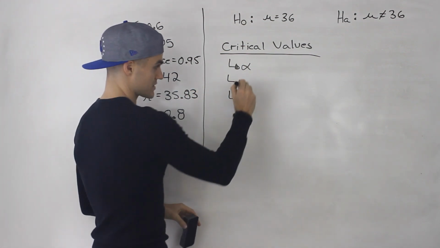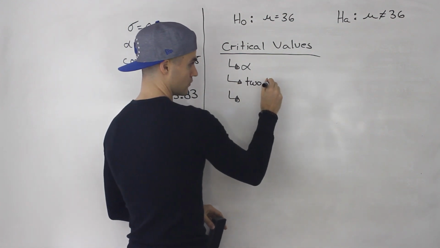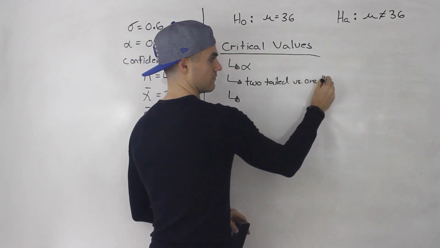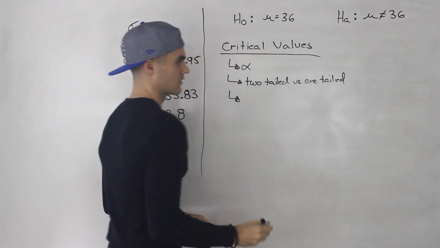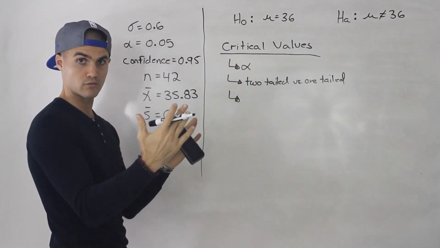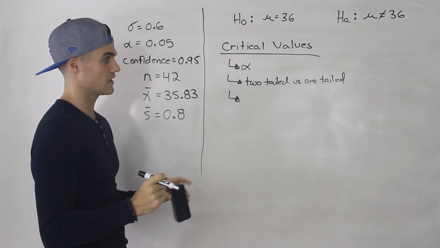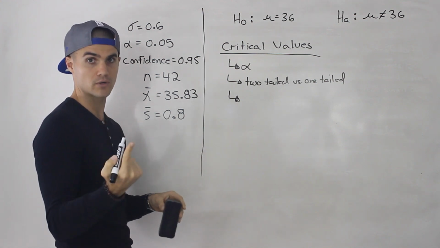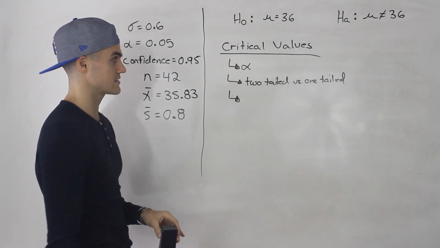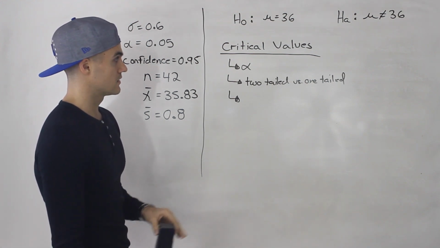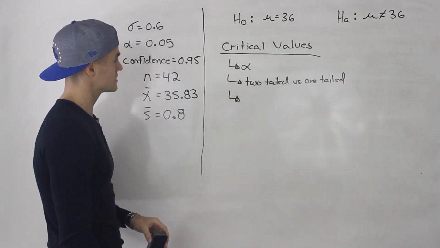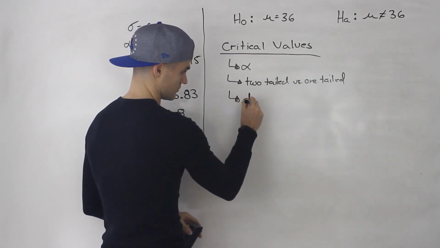It depends on whether it's a two-tailed versus one-tailed test. We know in our case we're dealing with a two-tailed test. There's going to be two critical values, two rejection regions. But if it's a one-tailed test, you're only going to have one critical value. And it could be on the left side if it's a left-tailed test. It could be on the right side if it's a right-tailed test. So the critical value is going to depend on that as well. And then what else does it depend on? The distribution.